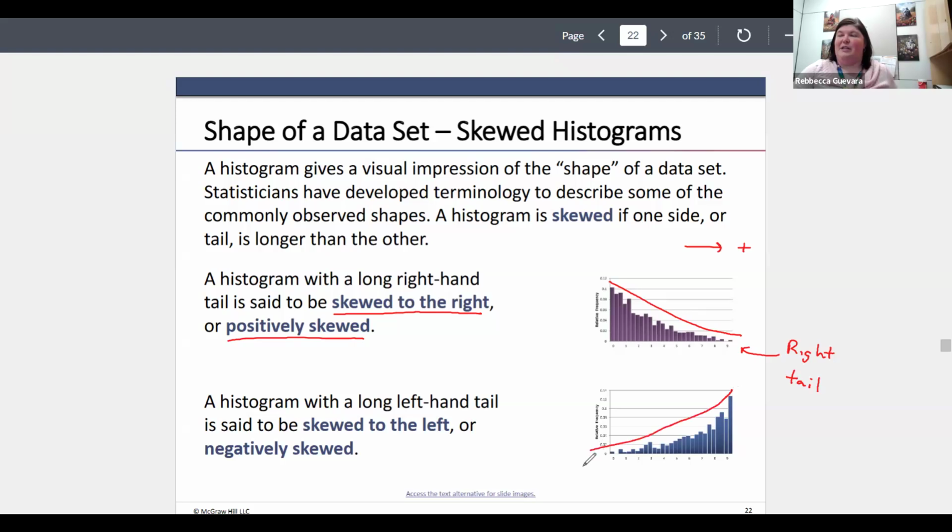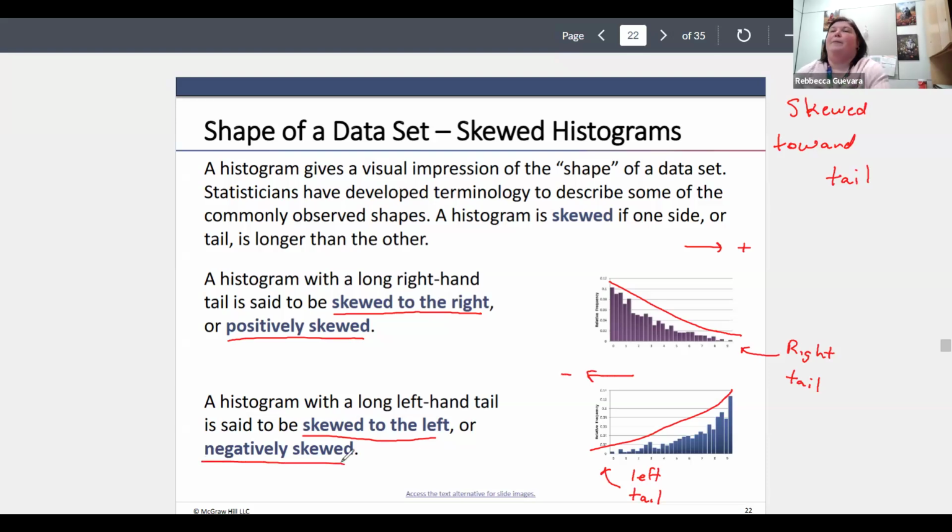If I have a histogram like this and my tail is to the left, then we call that skewed to the left. Remember, you always skew towards the tail. If the tail is to the right, the skew is to the right. If the tail is to the left, the skew is to the left. In this case, because we're skewing to the left, my tail is down here, going in a more negative direction. We will call that negatively skewed.